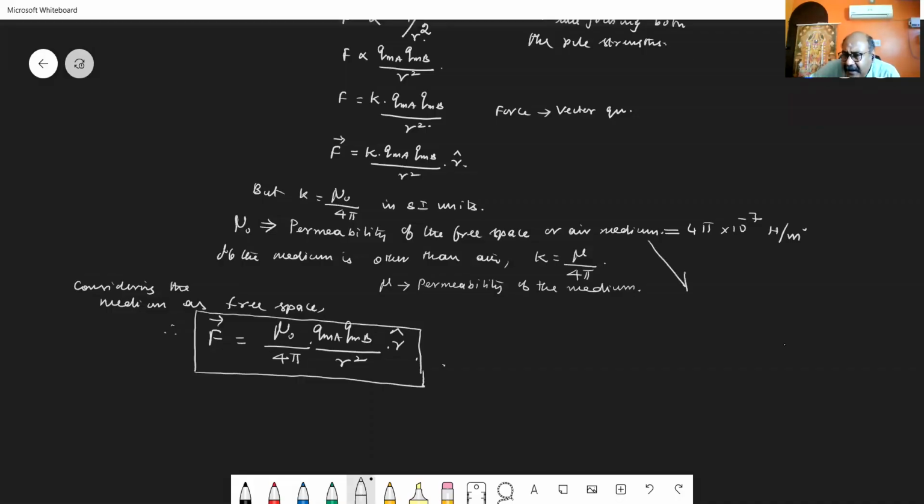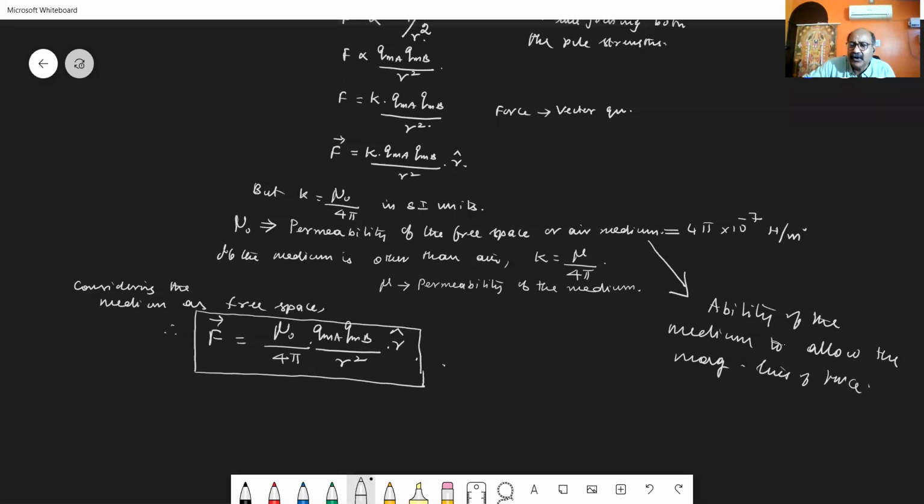What do you mean by this permeability? We can define permeability as that of permittivity. As you know already, permittivity of a medium is the ability of the medium to pass electric lines through them. Similarly, permeability is nothing but the ability of the medium to allow or pass the magnetic lines of force. So this is taken to be the permeability of the medium.